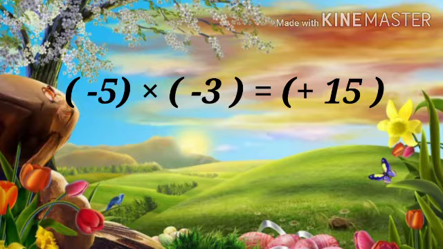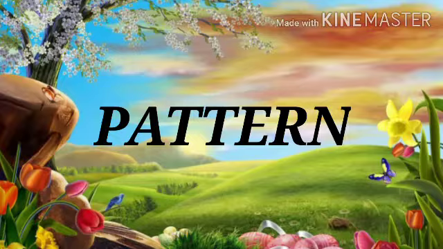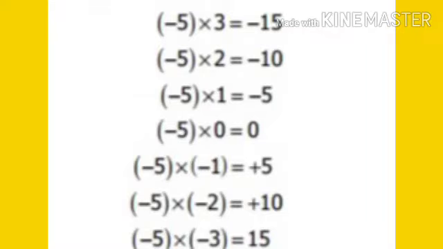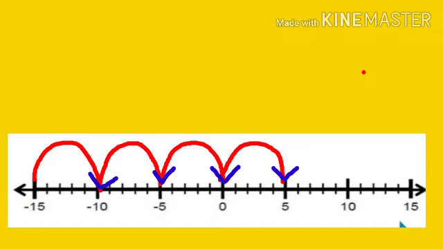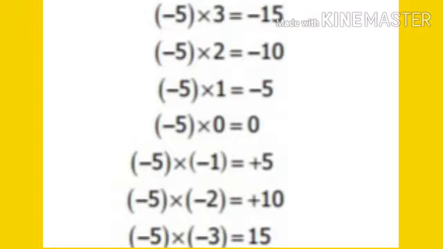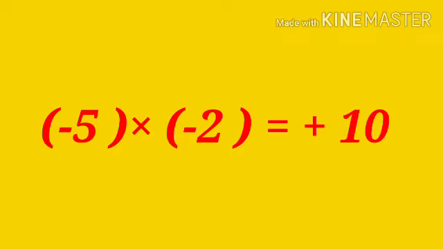Let us learn this through the following pattern. On a number line, if number increases by 5, from minus 15 to minus 10, from minus 10 to minus 5, from minus 5 to 0. Therefore, the next number in the pattern will be plus 5 only and not minus 5. Similarly, minus 5 into minus 2 is a positive integer, that is 10. So the product of 2 negative integers is always a positive integer.